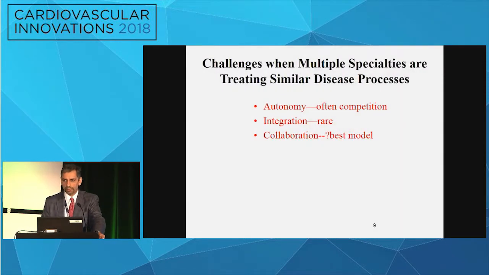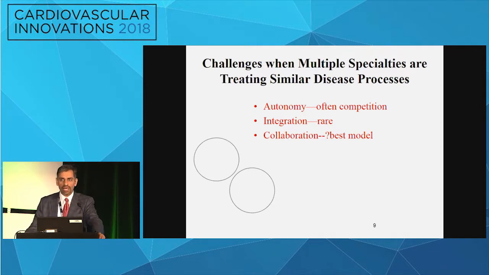So what are the different options when you have multiple specialties treating a similar disease process? And this, again, can be true for vascular disease, it can be true for venous disease, it can be true for cerebrovascular disease, it can be true for some non-vascular entity. You can have autonomy, that means you can have groups of physicians that are separate and autonomous, and this often leads to competition.